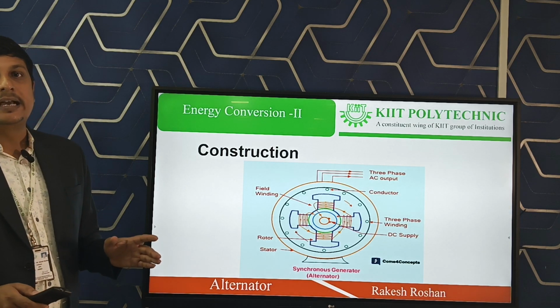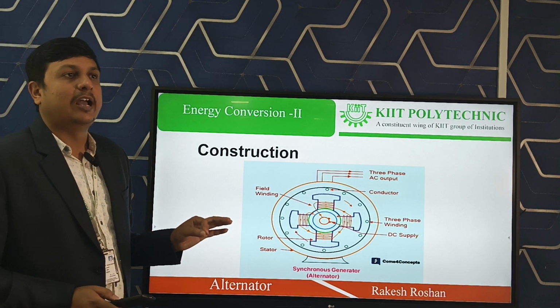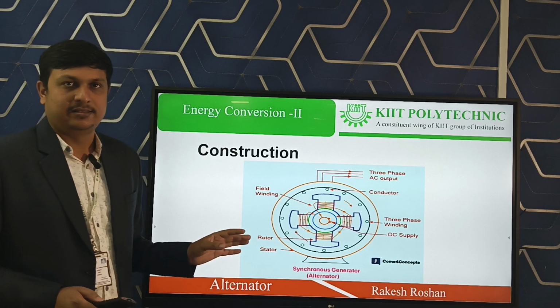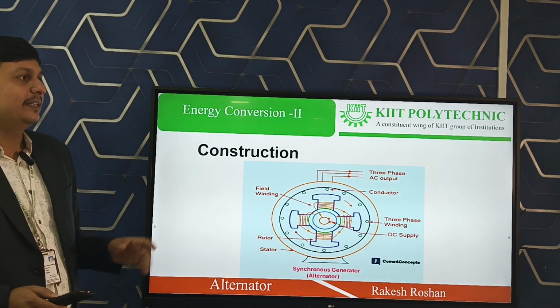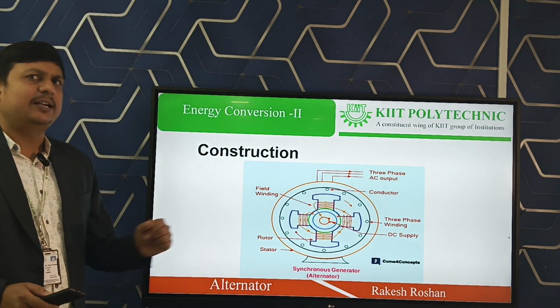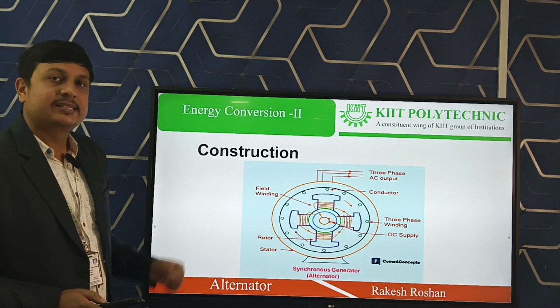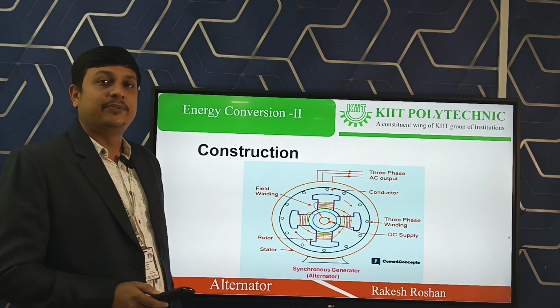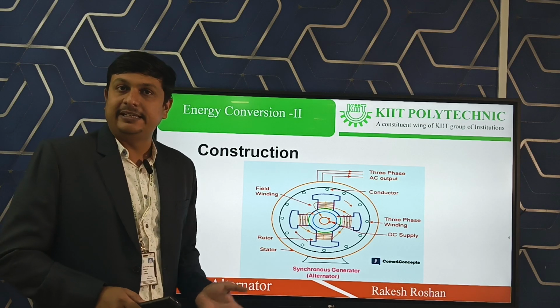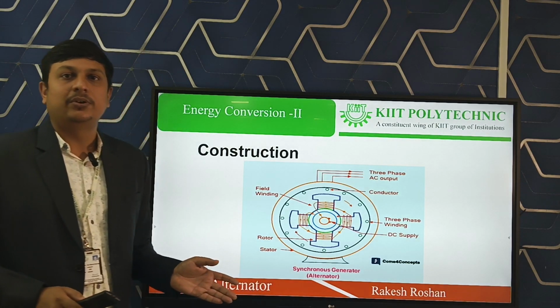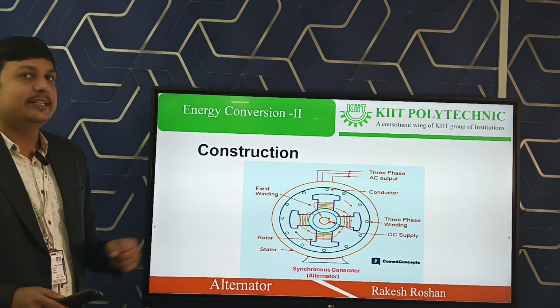That's why in a star connection, the requirement of insulation is lesser. There are several other advantages. In a star connection there is a possibility of a neutral, but it is not possible in a delta connection. So what is the advantage of the neutral?